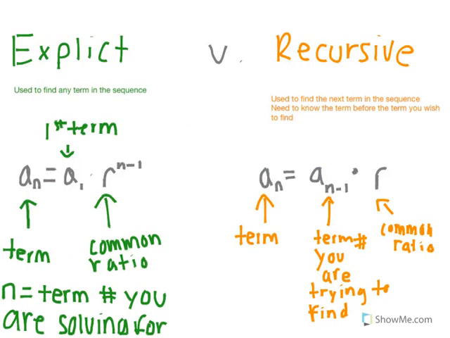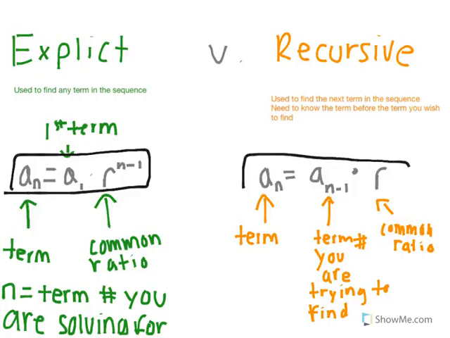Okay, now we're moving on to our second topic, which is kind of a subtopic of what we're talking about. Explicit versus recursive. An explicit formula is just this right here. And it's a formula used to find any term in a sequence, usually when it's a term too big to count out, like the 100th term of a sequence. And a recursive formula is used to find the next term in a sequence, but you must know the term before it to figure it out.